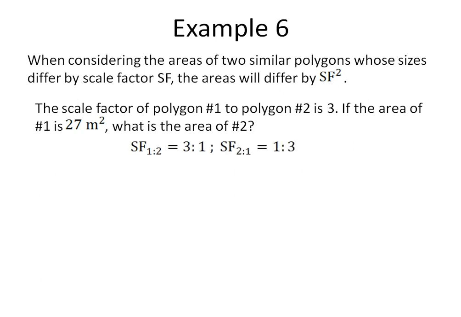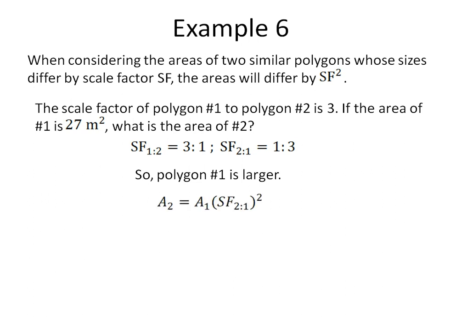Okay, so the scale factor of 1 to 2 is equal to 3 to 1, and the scale factor of 2 to 1 is equal to 1 to 3. So it just depends on which way you're going with this. Okay? So what they said is if the area of number 1 is 27 square meters, what is the area of number 2? So we can see from what we just did up there a minute ago that polygon number 1 is larger because it's represented by the 3 in the ratio.